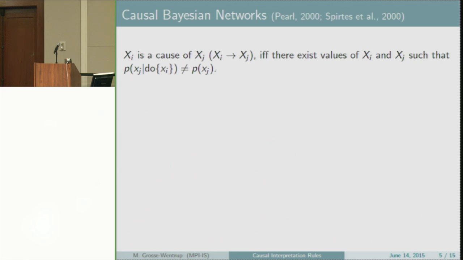And here we have the so-called do operator. That says that we intervene on xi. We take xi and set it to a specific value by doing something to xi, for instance, stimulating the brain and setting some brain state to a certain value. And if this intervention leads to a change in the distribution of xj relative to looking at it independently of this intervention, then we say that xi is a cause of xj.